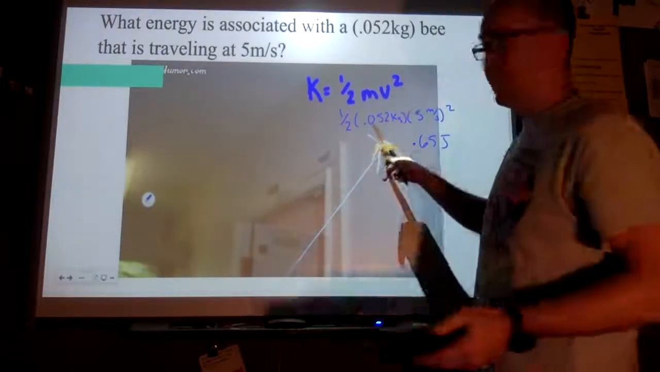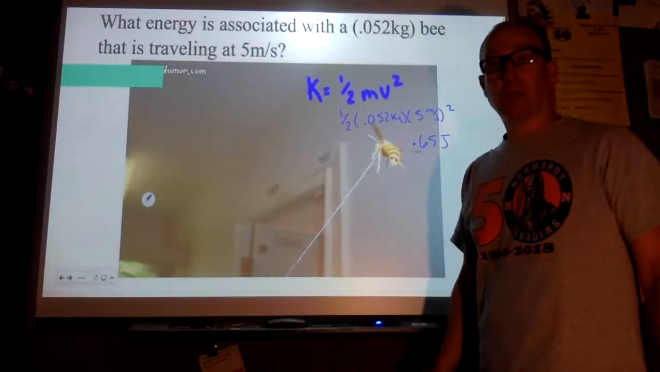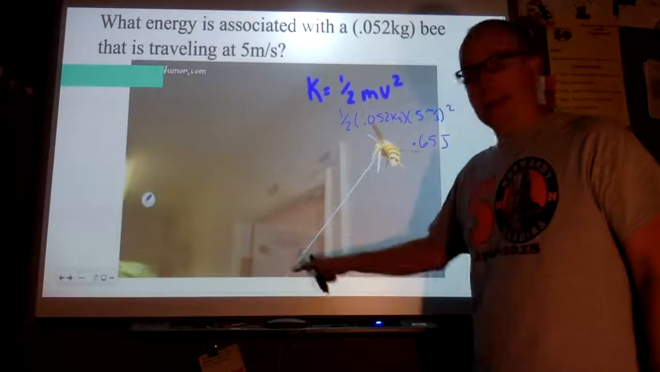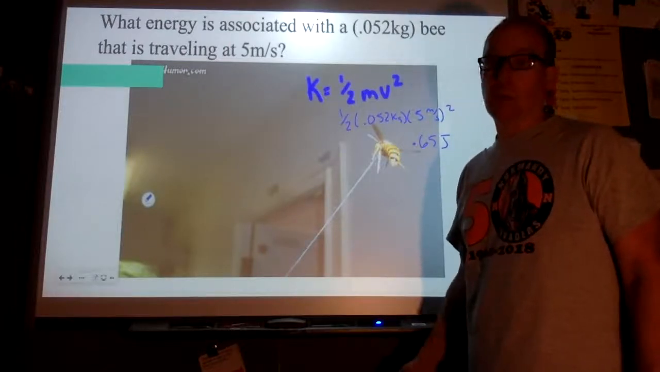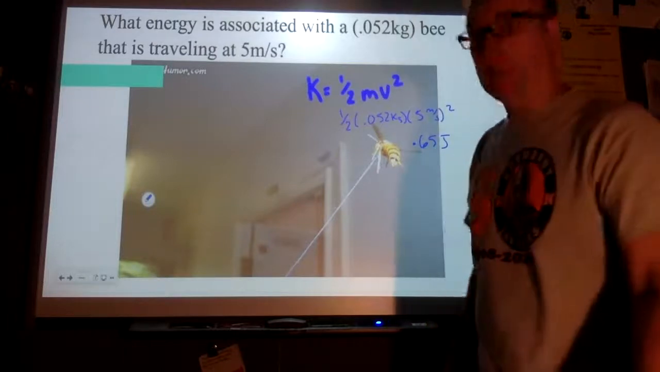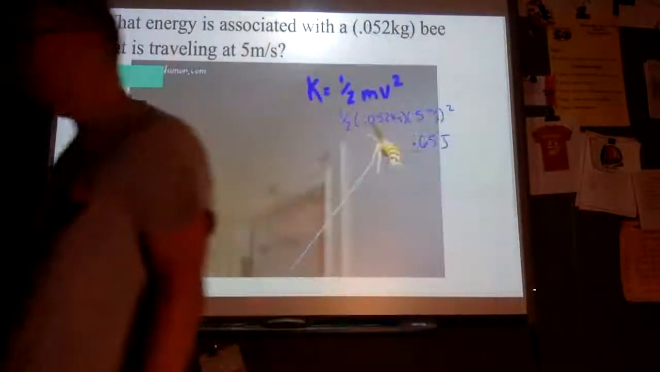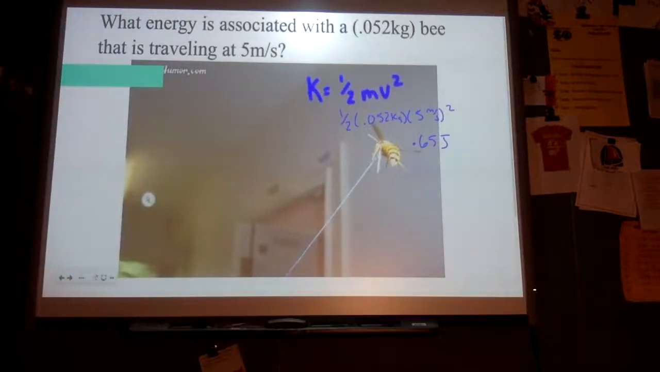So the idea is that this bee has a certain amount of energy, and that energy could do work. Whether we attached a small block to this and had the bee drag it, or had it lift something up, it would be able to do an amount of work. All right, the second part of this short video is going to be conservative and non-conservative forces.